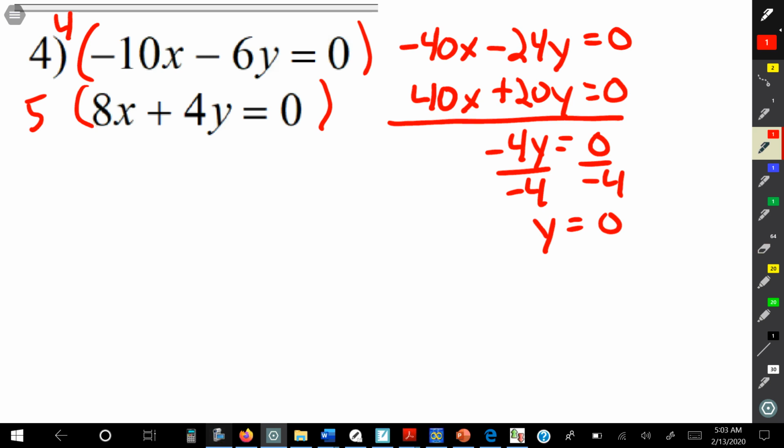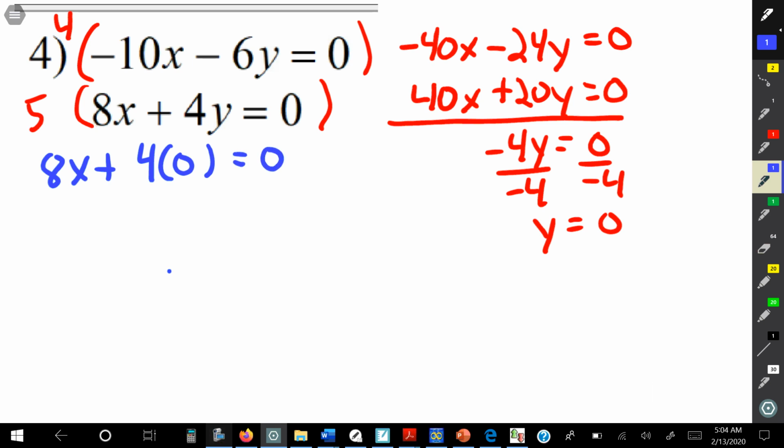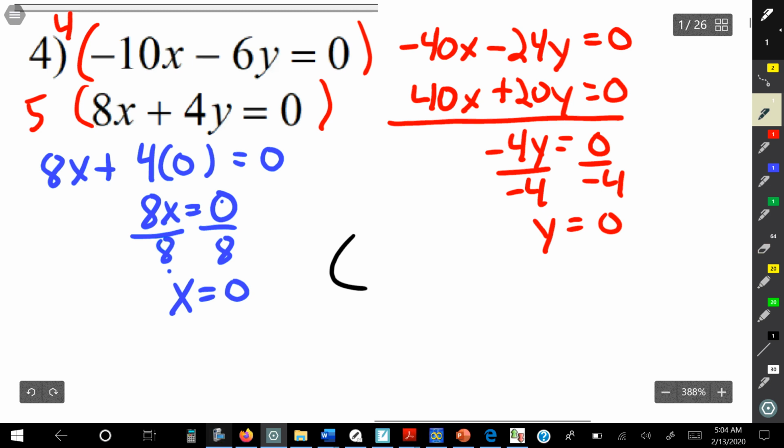Right? And with y being equal to 0, that's going to be pretty easy to work with. So I'm going to go ahead and plug that in. And I decided to plug it into this bottom equation here. So I have 8x plus 4 times y, which is 0, is equal to 0. All right, 0 times 4 is going to be 0, so that leaves 8x is equal to 0. And then divide by 8, and x is equal to 0. So our point is going to be 0, comma 0.